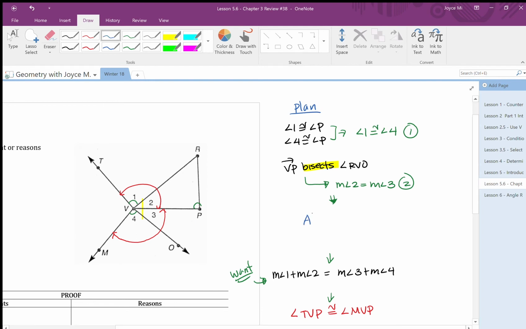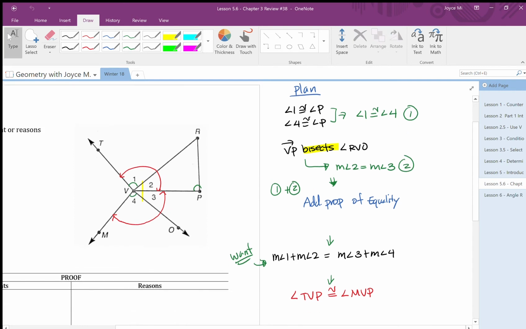So addition property of equality. Basically, just add them. Equation 1 plus 2. Easy as 1 plus 2. And looks like we have a plan. Okay, so keep this plan in mind.